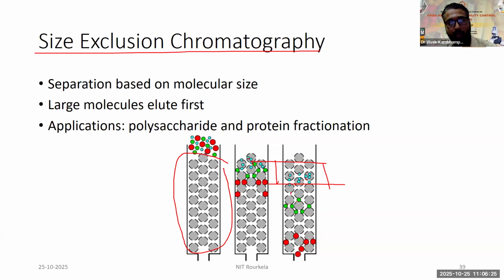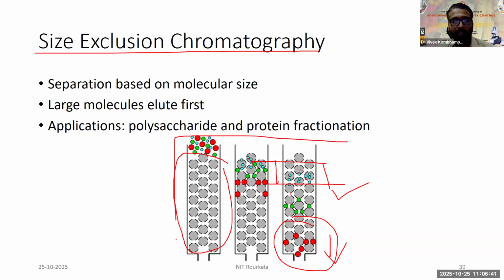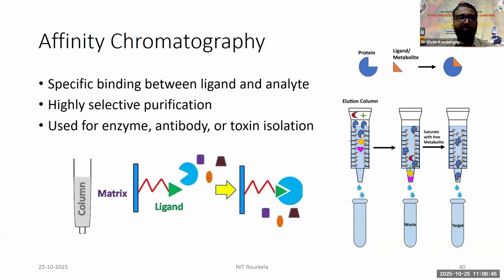Here, larger molecules elute first. Okay, these are larger molecules. They will come out first. The application you can use it for is carbohydrate estimation, polysaccharide, or protein fractionation. Okay, if you want to do protein fractionation, this is the best method, size exclusion chromatography. Affinity chromatography, just like ion exchange chromatography, affinity chromatography.